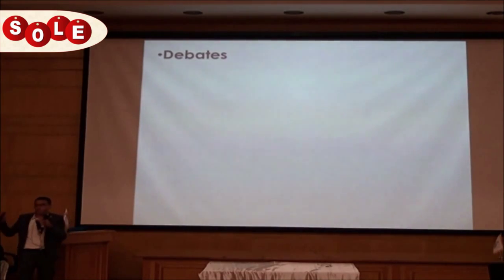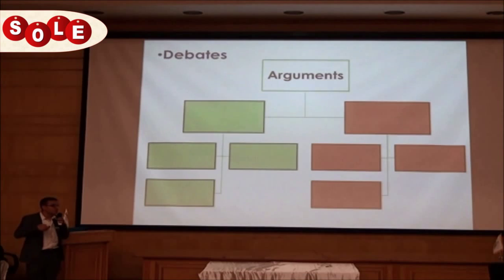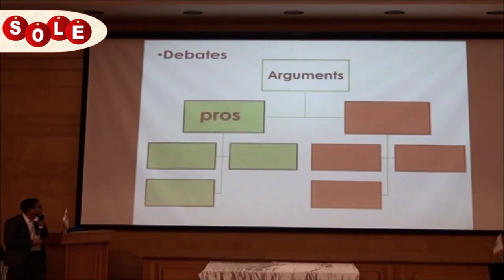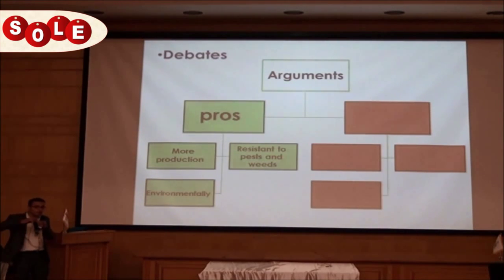A lot of people are debating about the advantages and disadvantages of GMOs. People on the supporting side always refer to the pros, as these products are more productive and have a larger yield, and develop resistance to pests and weeds. Also, they are more eco-friendly as they require fewer herbicides.